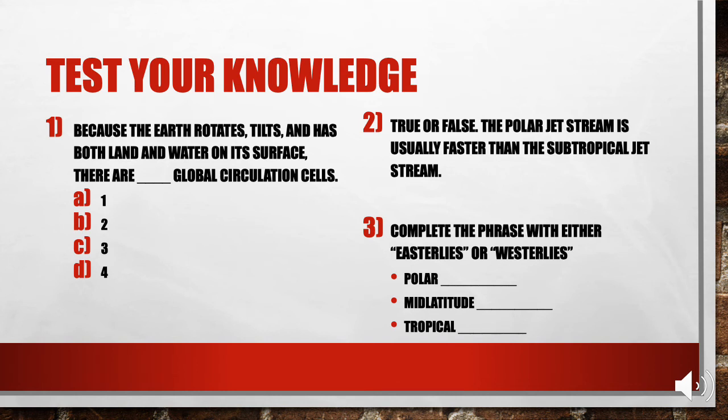All right, here are the correct answers. If you chose C, 3 main global circulations in Earth's atmosphere, true, the polar jet stream is usually faster than the subtropical jet, and also completed the phrases polar easterlies, mid-latitude westerlies, and tropical easterlies, then you aced it.